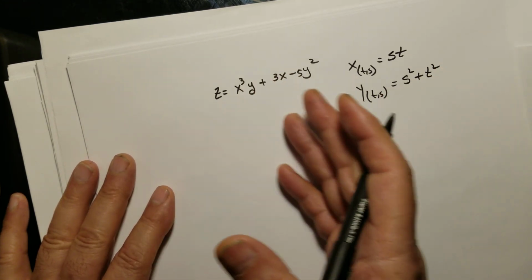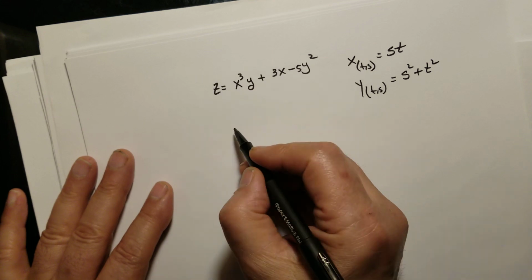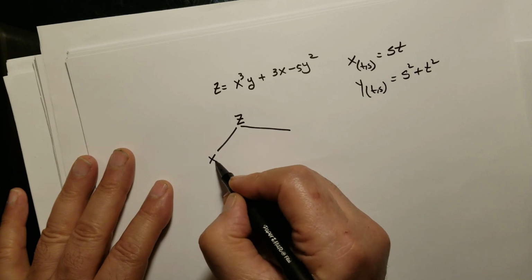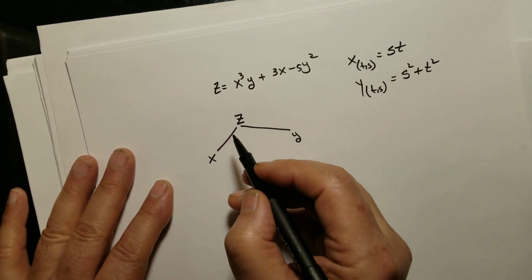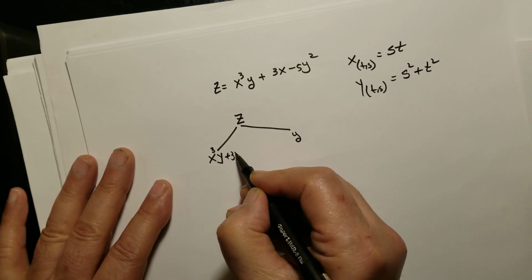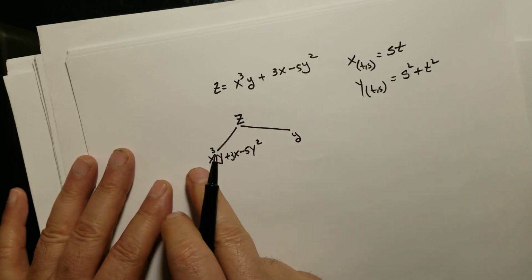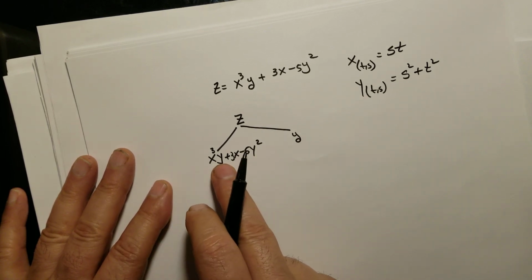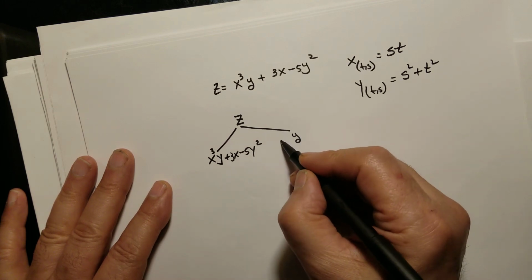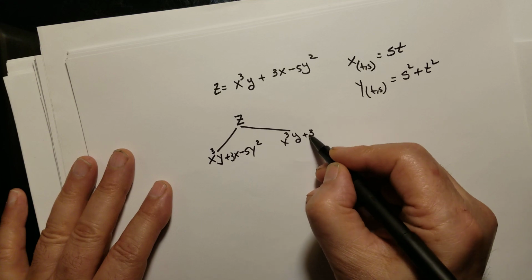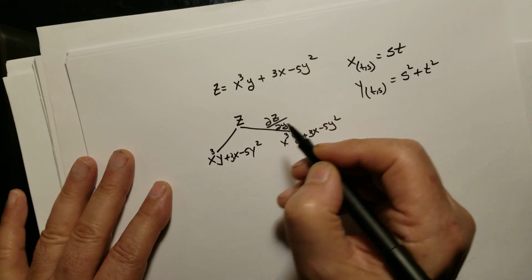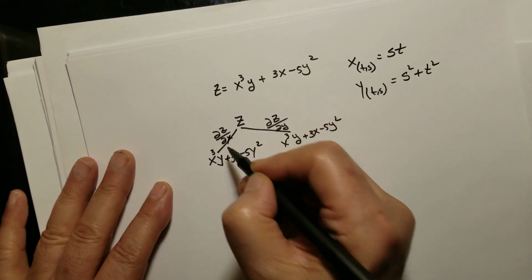Well, either route would be easy, but I like to write it as a branch of z to x and y. And remember, z is x cubed y plus 3x minus 5y squared. But in here, you have to take the partial with respect to x. Therefore, the y is constant. And in here, for the partial with respect to y, I'm going to write x cubed y plus 3x minus 5y squared.